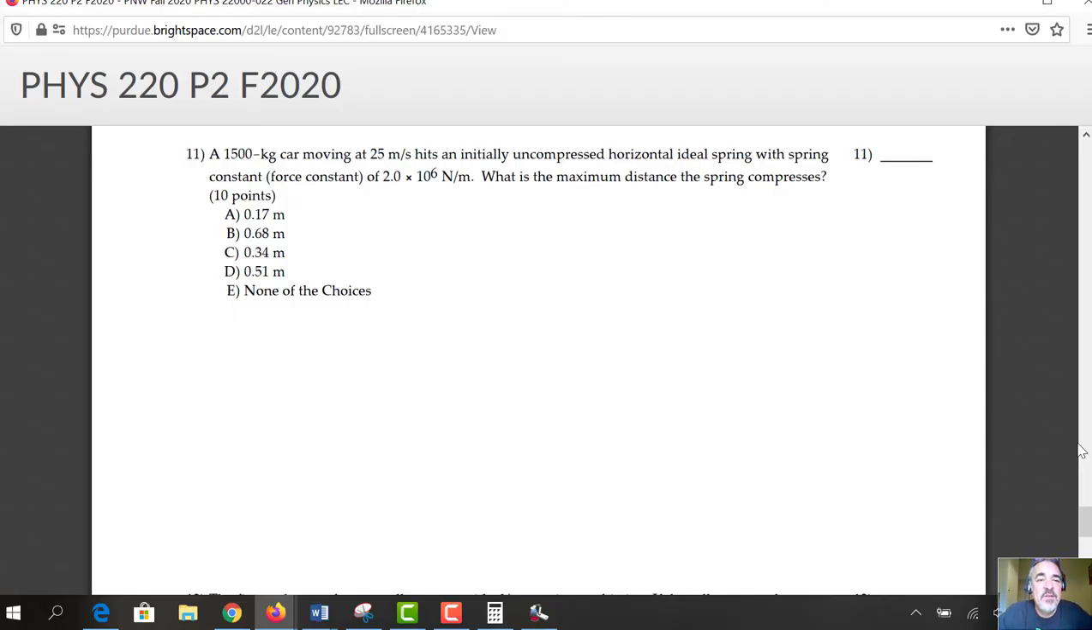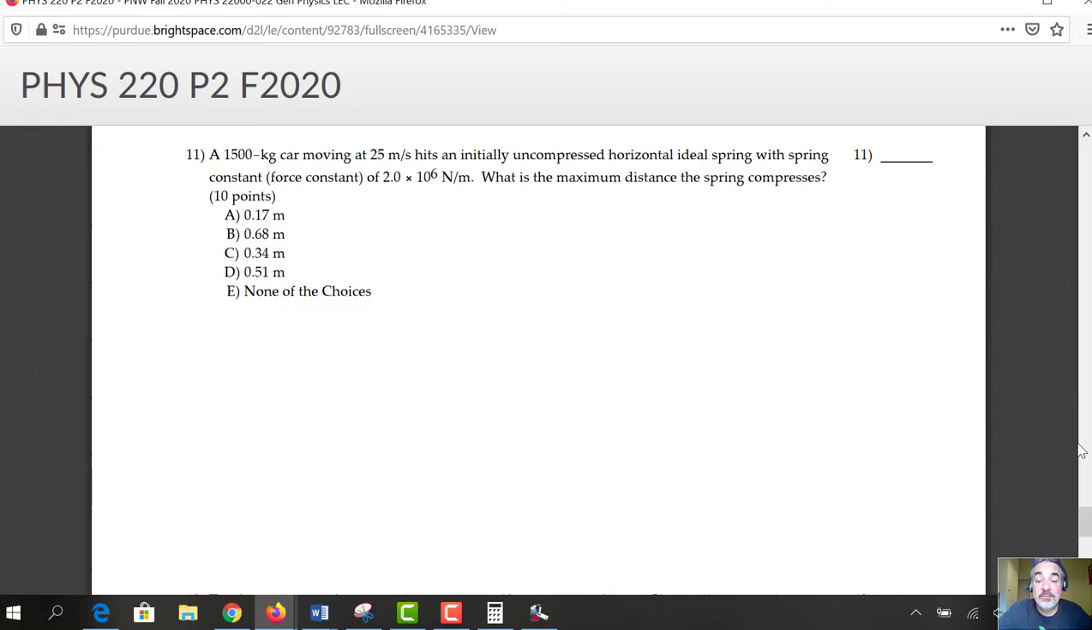See, we got a 1,500 kilogram car moving at 25 meters per second, hits an initially uncompressed ideal spring with the spring constant. What is the maximum distance the spring compresses? Okay, so we've got an energy conversion here. The only thing that we really have done with springs this semester is look at the spring potential energy. That's a clue that this is going to be a conservation of energy problem. So a car is moving. We know the mass and the speed it's moving. Hits an uncompressed spring. What's the maximum distance the spring compresses? So we're turning kinetic energy into spring potential energy.